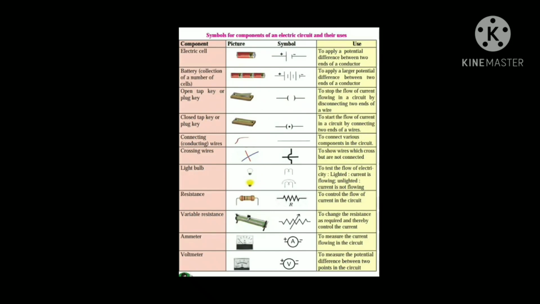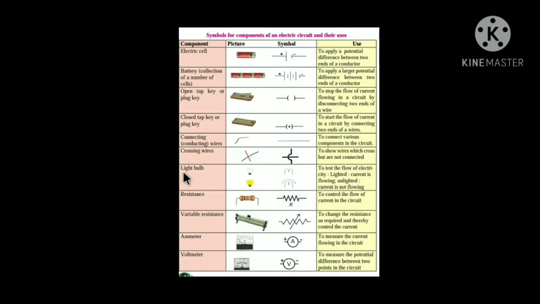Next component, connecting wires. The picture is like this. Then the symbol. To connect various components in the circuit, wires are used. Then crossing wires. The picture is like this. Symbol. Used to show wires which cross but are not connected. These wires cross each other but are not connected to each other.